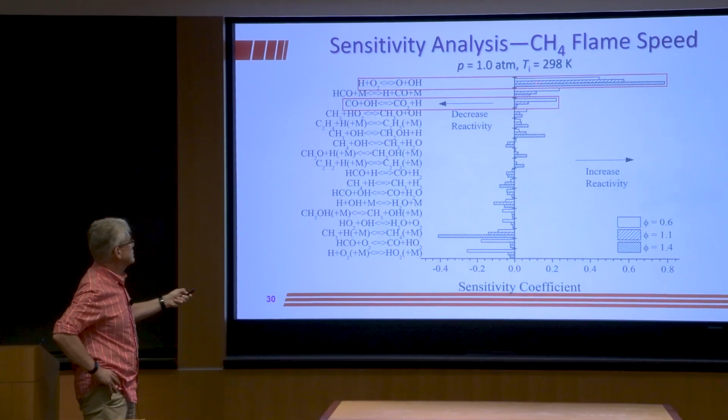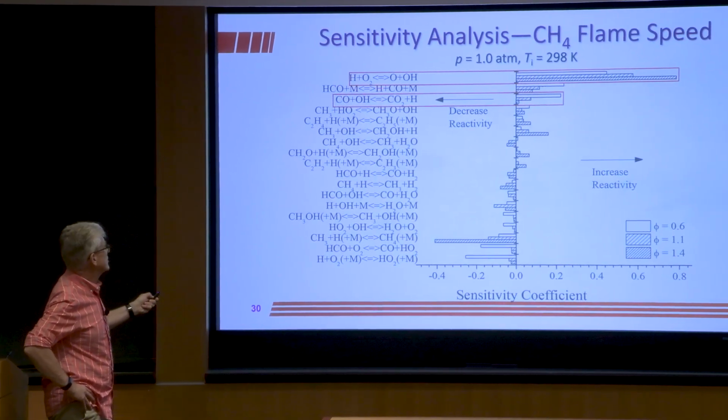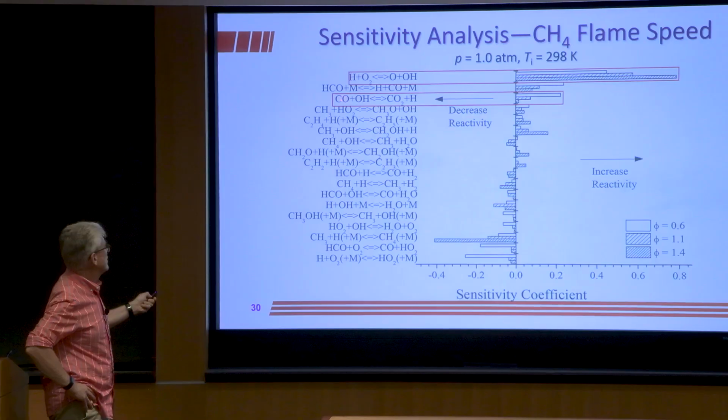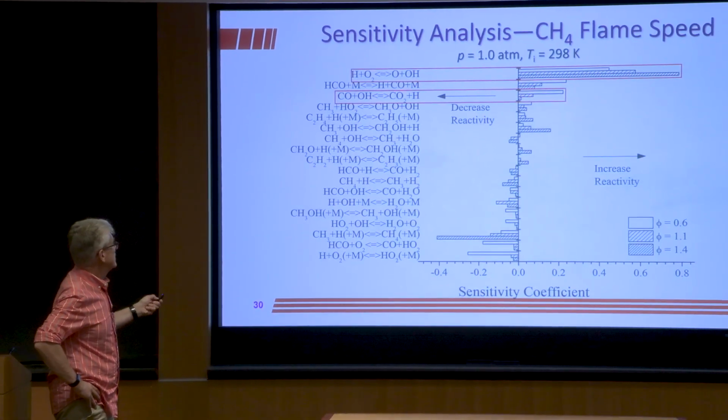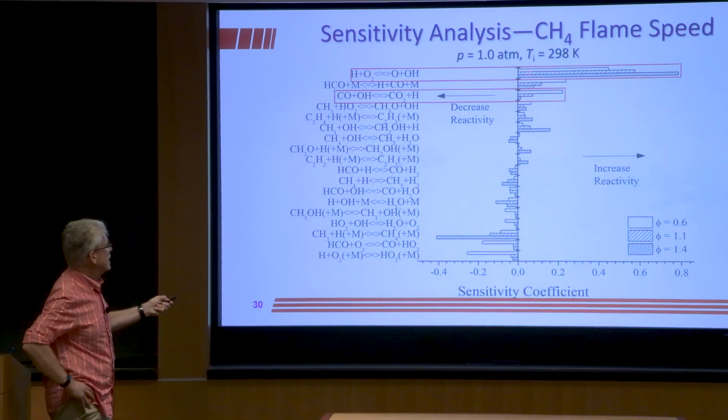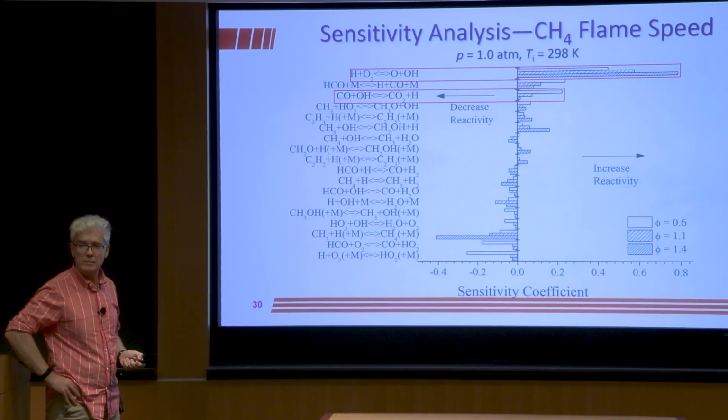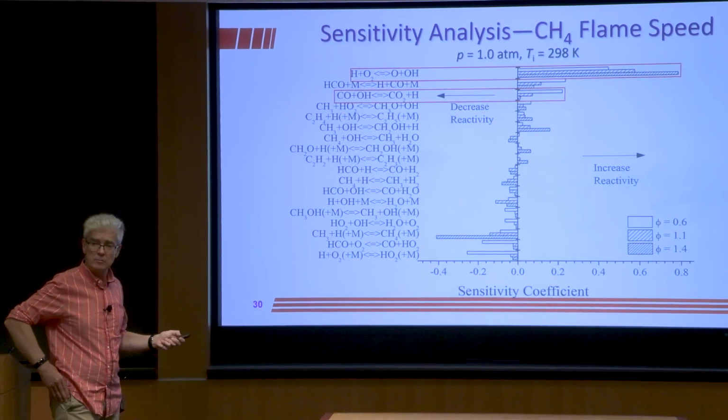We have H plus O2 gives O plus OH. We have HCO plus M giving H plus CO plus M. We have CO plus OH giving CO2 plus H. These are the three most important reactions increasing the reactivity, or increasing the flame speed.